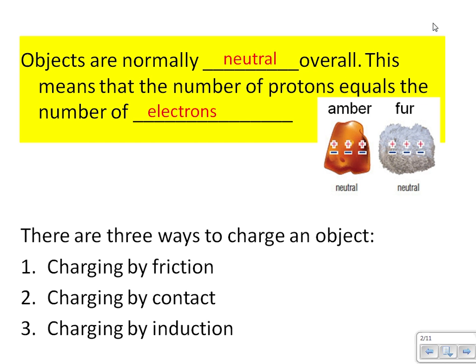meaning that they're neutral. So what we can do to actually make an object have a charge, there are three ways to charge an object. We can charge it by friction, charge by contact, or charge by induction. Today we're going to focus just on charging by friction. The next video will talk about charging by contact, and then the last video will be charging by induction.